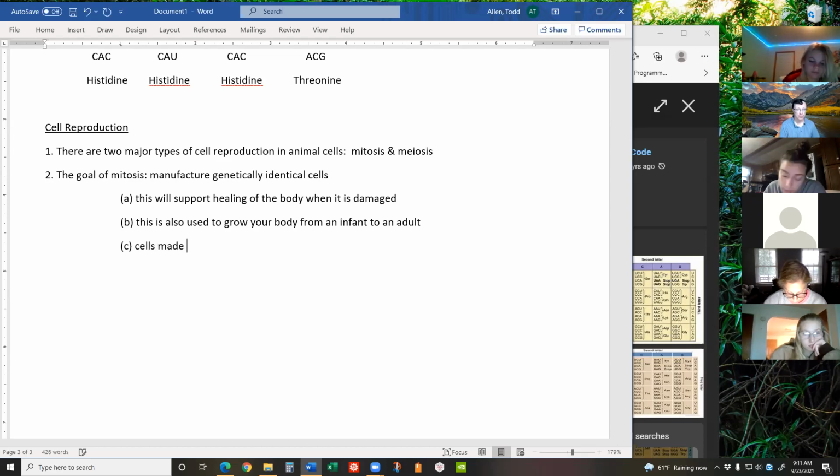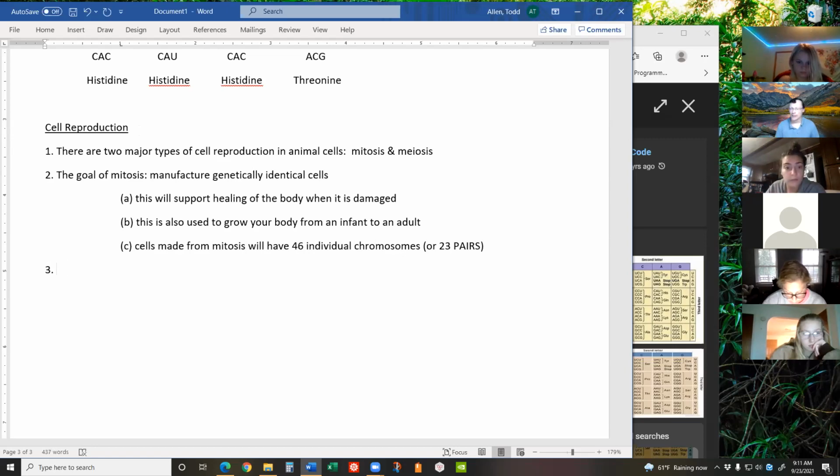Cells made from mitosis will have 46 individual chromosomes or 23 pairs, half from your mother, half from your father.